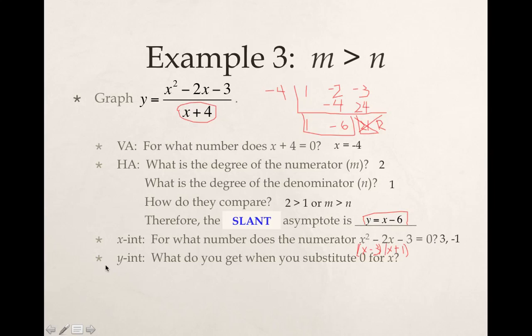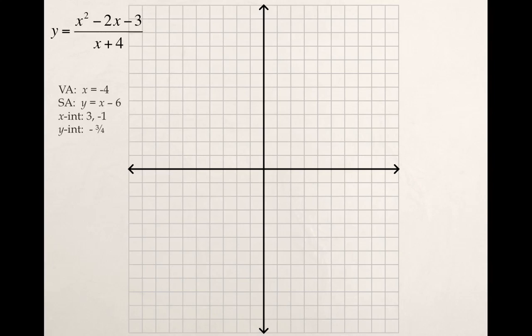So that means we have 2 x-intercepts in our graph. And finally, for my y-intercept, if I put 0 in for x, all of the x terms become 0, and I'm left with -3 over 4, or -3/4. So using that information, I'm going to start graphing.